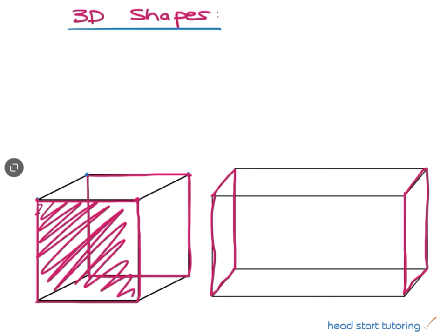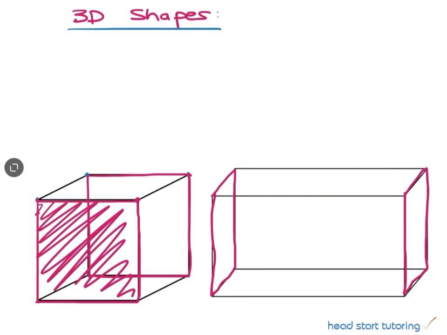Right, and the thing with a prism is that the cross section has to be the same along its entire length. So basically, wherever you would cut that shape in half, the inside part of that shape that you've cut out would have to be exactly the same along its entire length. So that's what makes a prism a prism.